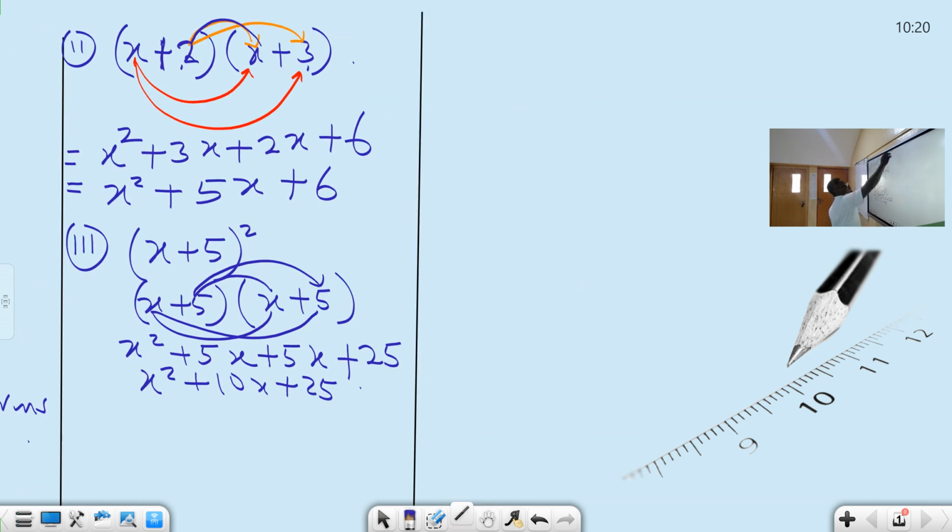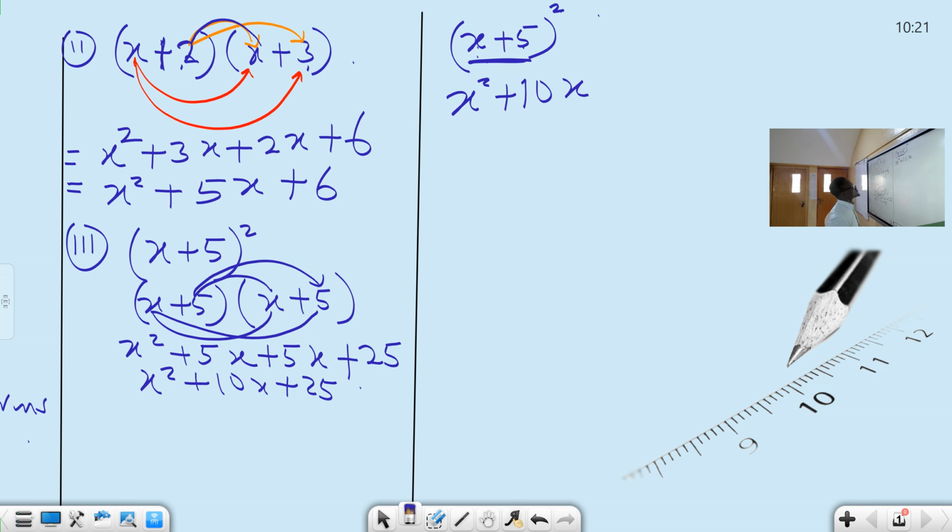You can simply do x plus 5 raised to power 2. You can simply square this first term, that is x squared. Then the sign here is positive. Put your positive sign, then multiply through this power, this 2, multiply this power by the expression in the bracket. That is 2 times 5 times x. 2 times 5 times x is 10x.